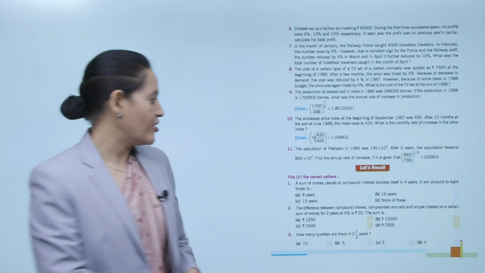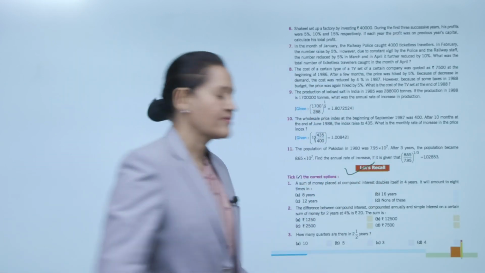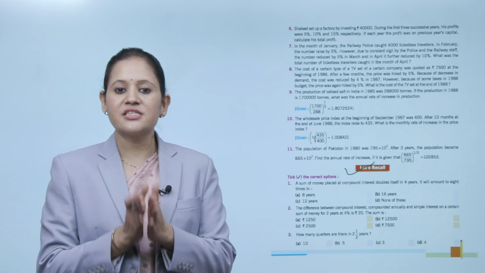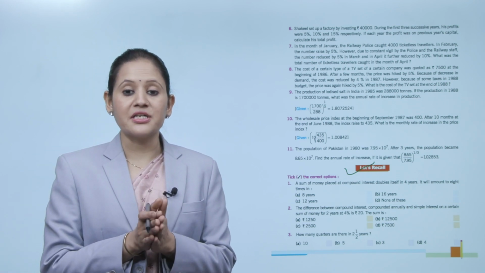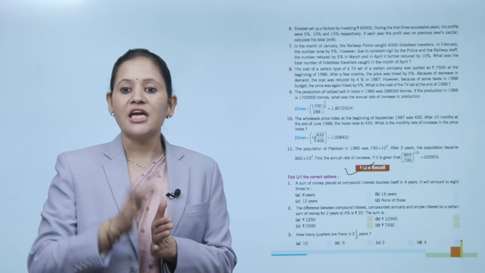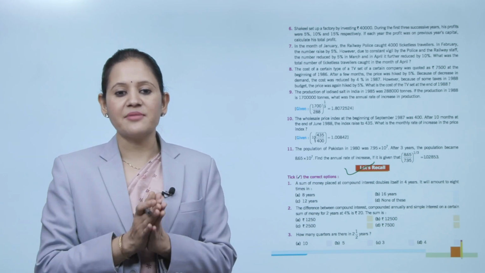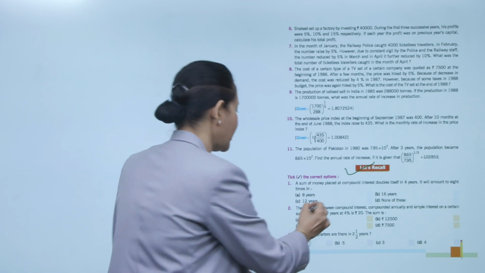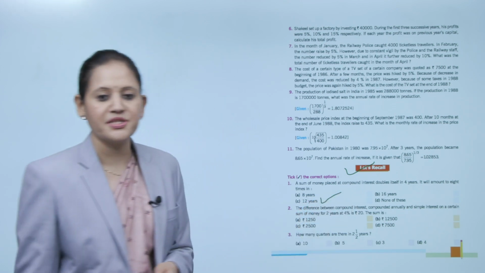Next is let's recall. Take the correct option. A sum of money placed at compound interest doubles itself in 4 years. It becomes double in 4 years. It will amount to 8 times in how many years? To become 8 times it will take 12 years. So C is the correct option here.